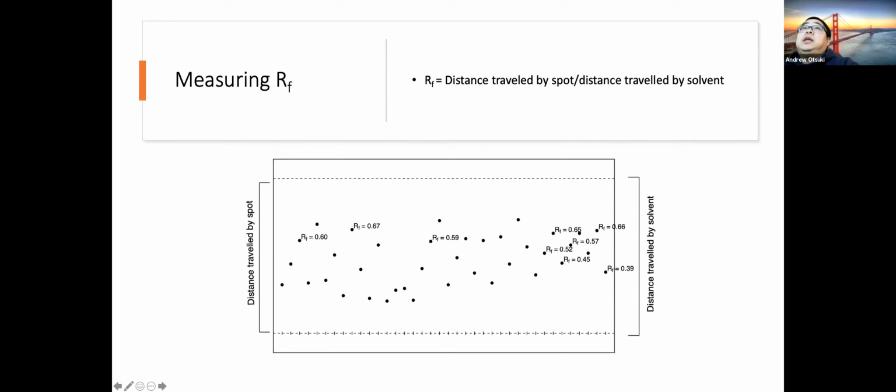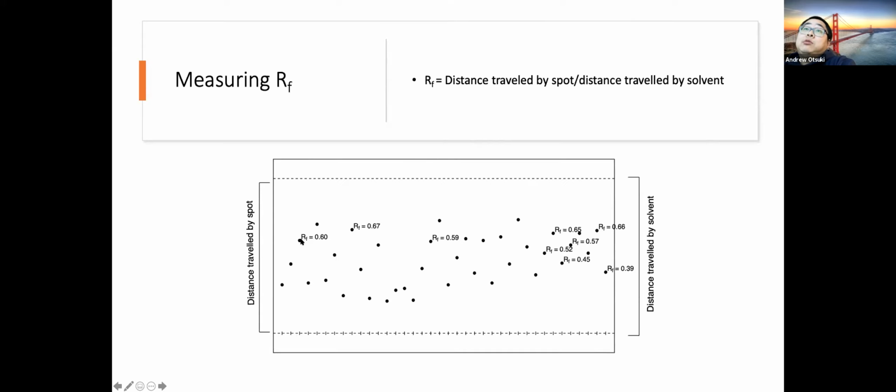So this is an example of after the paper has developed in solution. See here that I have labeled this plate. So see here, RF is the distance traveled by the spot. So the spot is right here. So you will measure, for example, from the baseline here to the center of the spot. And for example, I labeled some of these RF values here.